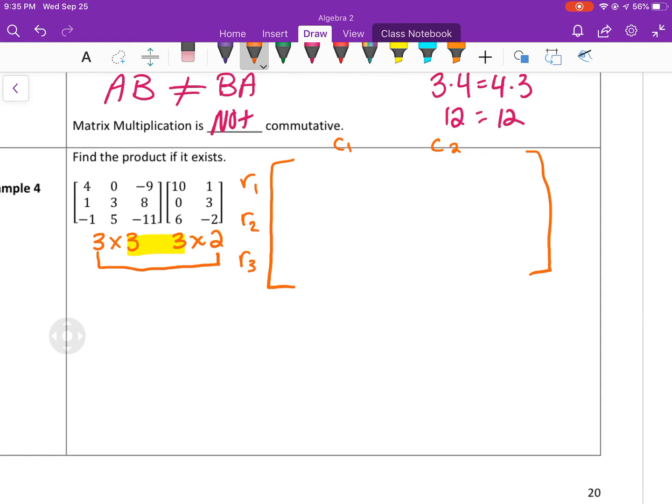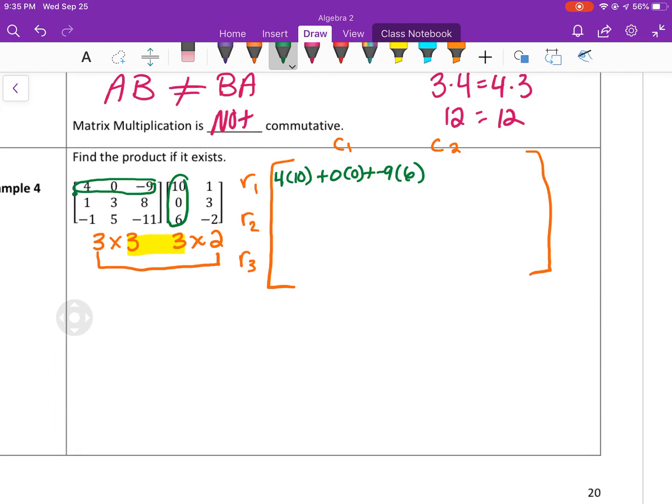Then you have to keep yourself very organized. What you're going to do is row 1 times column 1, and that's going to go in the row 1, column 1 spot. Then you have 3 numbers, so you multiply the first ones, then the second ones, then the third ones. So it's going to be 4 times 10 plus 0 times 0 plus negative 9 times 6.